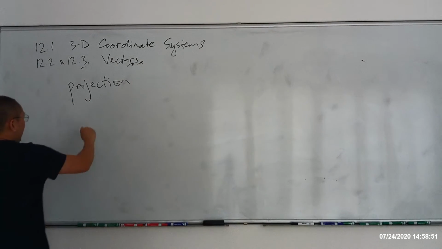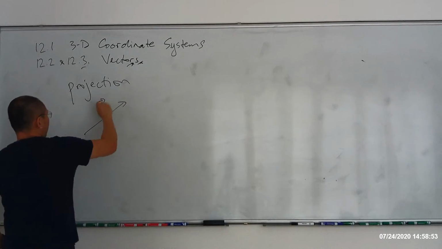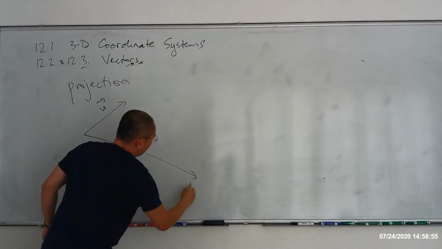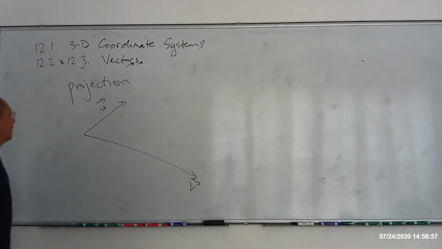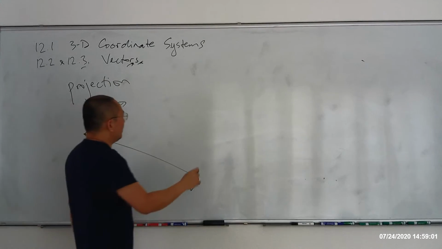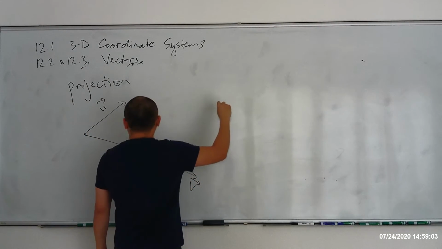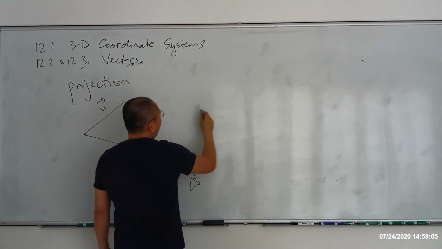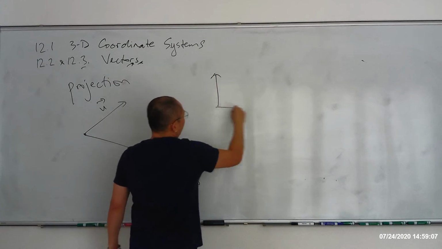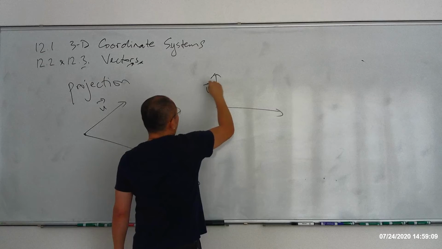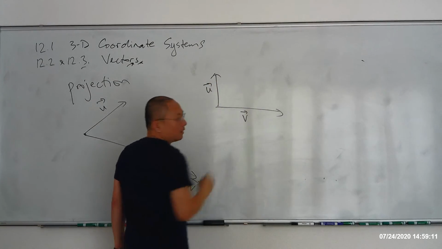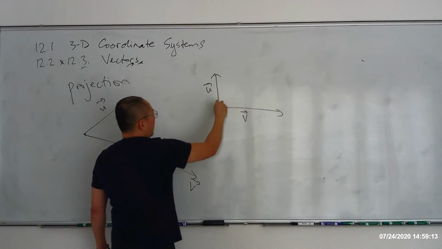All right, say I got vector u, I got vector v. One thing before we mention projection: what if the two vectors make a 90-degree angle to each other? Say this is u, this is v. Then this angle theta, right?